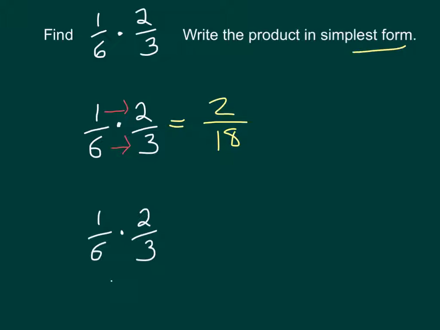Now it also tells me to put it in simplest form, so I know to do that. I have to find a number I can divide both the numerator and denominator by. In this case, I see 2, so my fraction in simplest form would be 1/9.